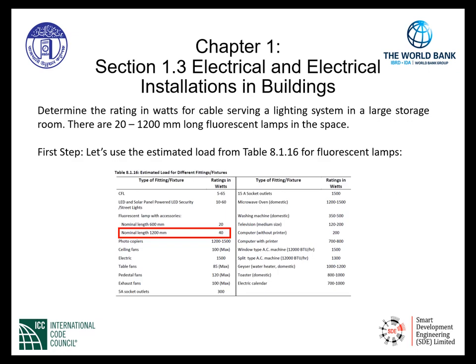As an example, determine the rating in watts for a cable serving a lighting system in a large storage room. There are 20, 1,200 millimeter long fluorescent lamps in the space. Our first step is, let's use the estimated load from Table 8.1.16 for fluorescent lamps. In Table 8.1.16, we follow down to the nominal length of 1,200 millimeter fluorescent fixtures. We come up with the rating in wattage of 40 watts.